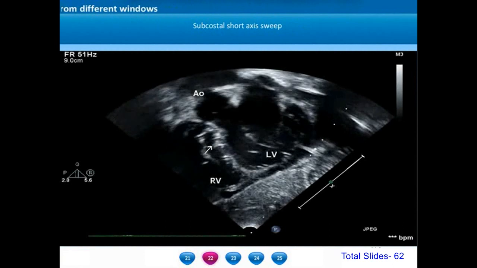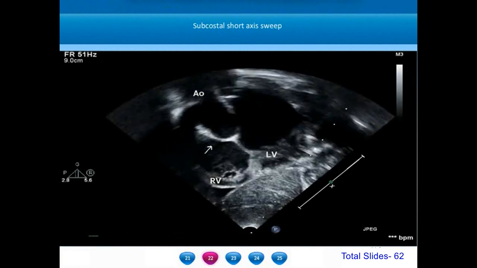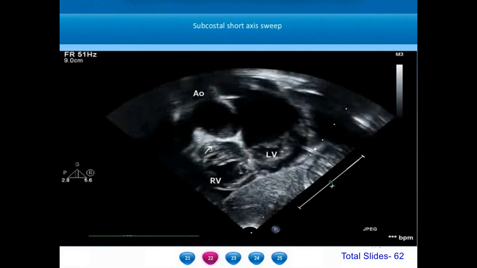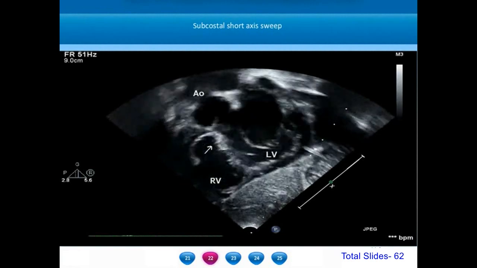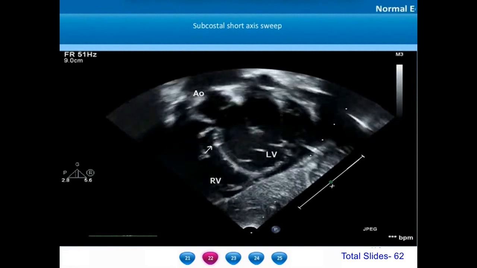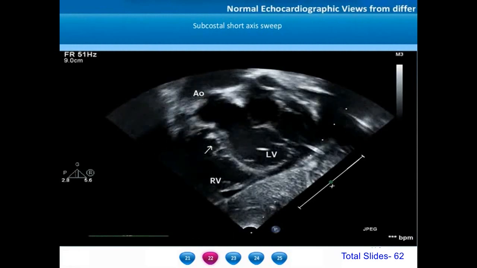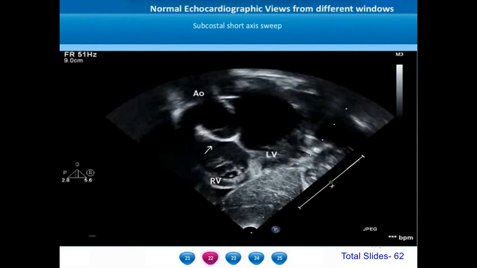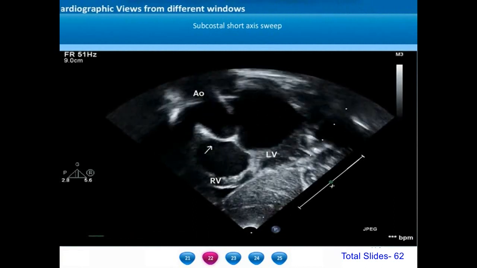We can see the freely mobile anterior tricuspid leaflet. The septal leaflet is mostly tethered to the intraventricular septum, and the arrow points to the anteroseptal commissure. The region of the ventricular septum, which is in very close relation to the anteroseptal commissure of the tricuspid valve, is the membranous septum.